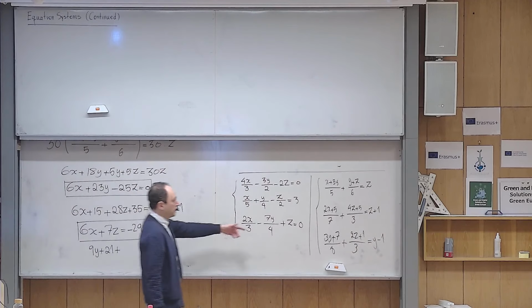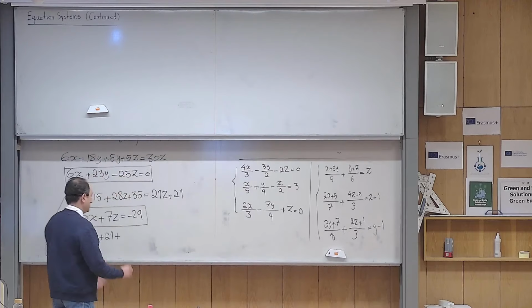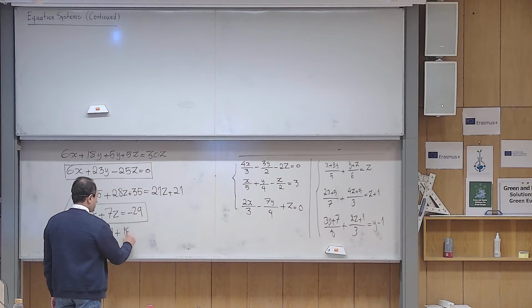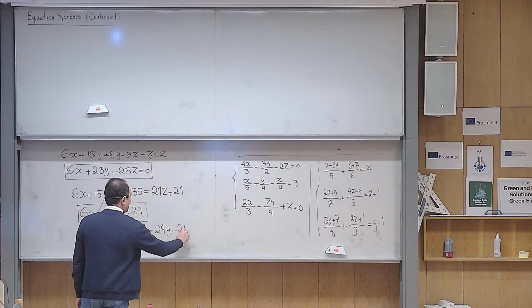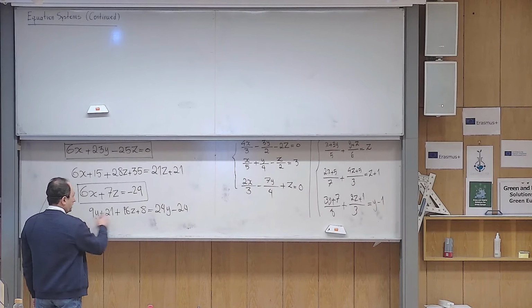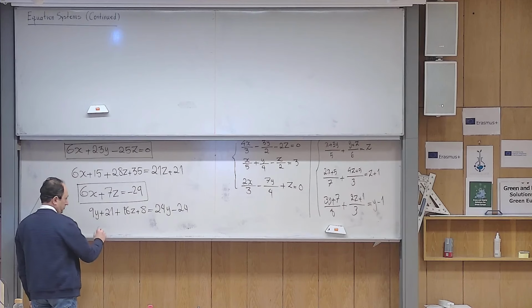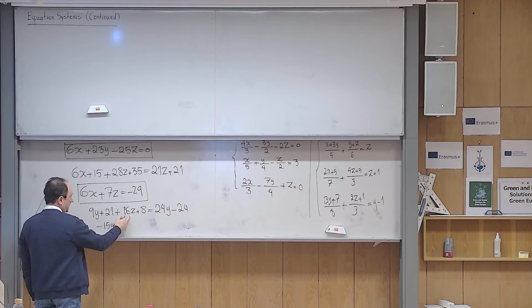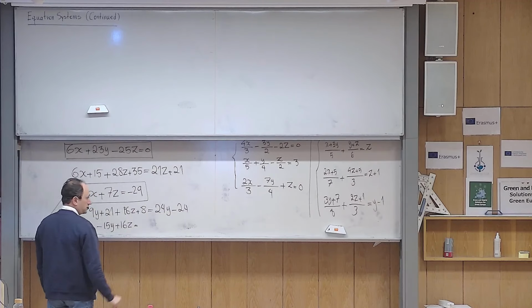The second one, what happens? 24 that I am multiplying, and these 3 are simplified. 8 is left. 8 is multiplied. So it becomes 16z plus 8. On the right hand side, I have multiplied by 24. So it becomes 24y minus 24. I simplify things. 9y, I move 24y to the other side, it becomes minus 15y. Then I have 16z here. I have minus 24, minus 8 is minus 32, minus 21 is minus 53.